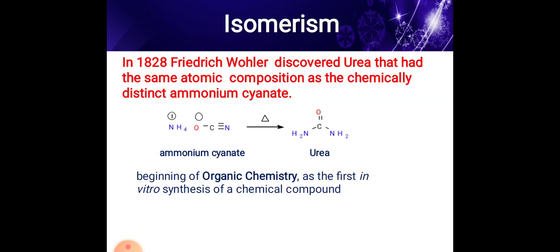Okay, then see the isomerism. In 1828, Wöhler discovered urea, which has the same atomic composition as the chemically distinct ammonium cyanate. This is the structure of urea, the beginning of organic chemistry as the first in vitro synthesis of a chemical compound.